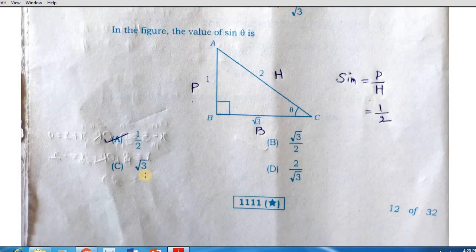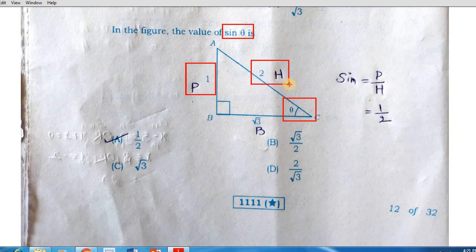Question number 16, children. In the figure, the value of sine theta. Here one right triangle is given, and the perpendicular, base and hypotenuse values have only been given. And theta is the reference angle. When theta is the reference angle, this is its opposite side, so this is the perpendicular or opposite side. And this is the hypotenuse.